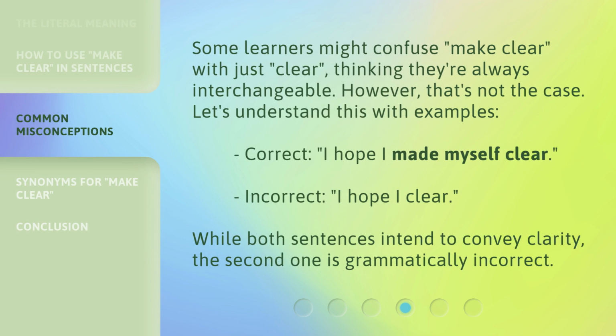Some learners might confuse make clear with just clear, thinking they're always interchangeable. However, that's not the case. Let's understand this with examples. Correct. I hope I made myself clear. Incorrect. I hope I clear. While both sentences intend to convey clarity, the second one is grammatically incorrect.